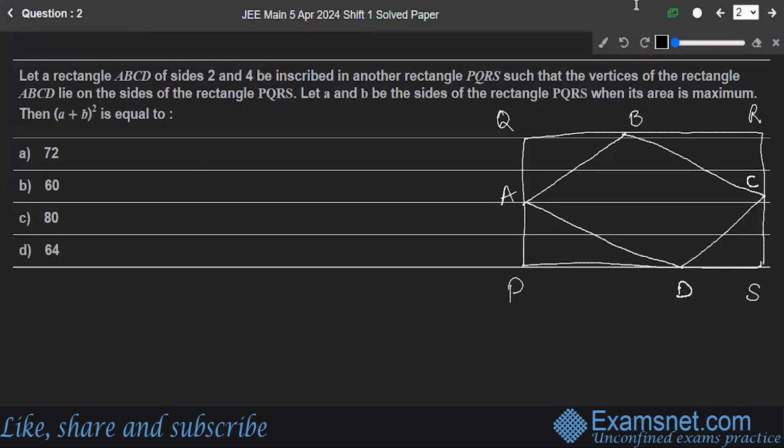Let the rectangle ABCD of sides 2 and 4, so these are 2, 4, 2 and 4, be inscribed in another rectangle PQRS such that the vertices of the rectangle ABCD lie on the sides of PQRS. I have drawn the figure for you. It says let a and b be the sides of the rectangle PQRS when its area is maximum. Then you have to find out a plus b whole square.